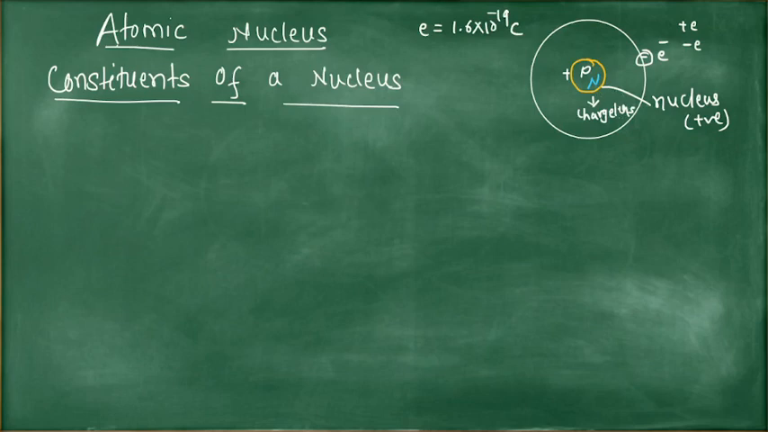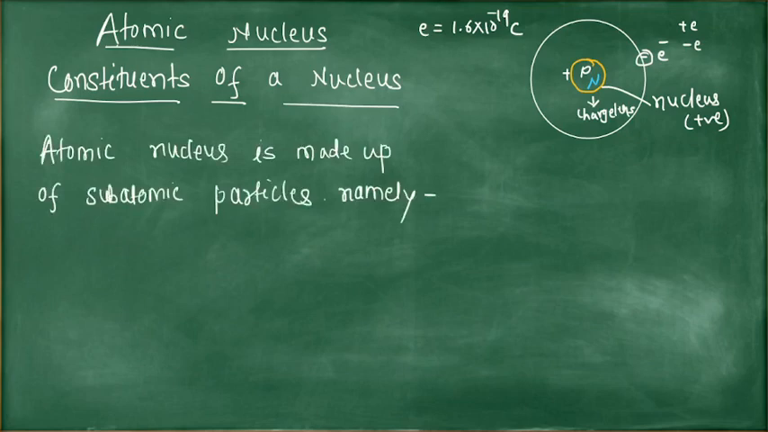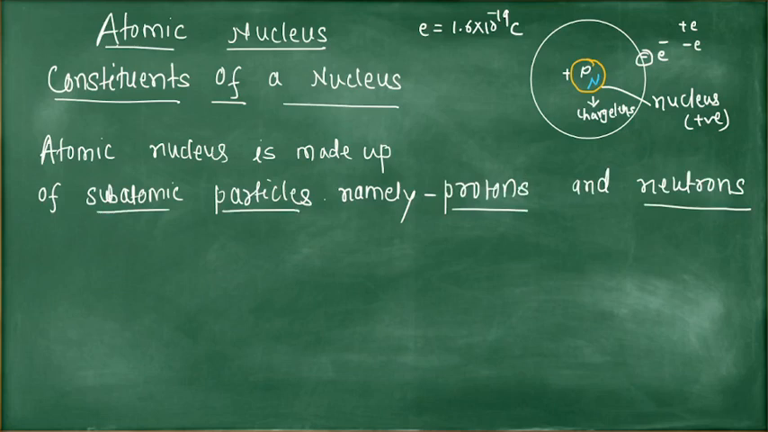So the nucleus is made up of protons and neutrons. These are called subatomic particles. The atomic nucleus is made up of subatomic particles, namely protons and neutrons. These are not fundamental because these particles are made up of other particles, but the electron is a fundamental particle. Protons and neutrons are not fundamental particles. But we are going to study nucleus structure. Now proton is positively charged and neutron is chargeless.